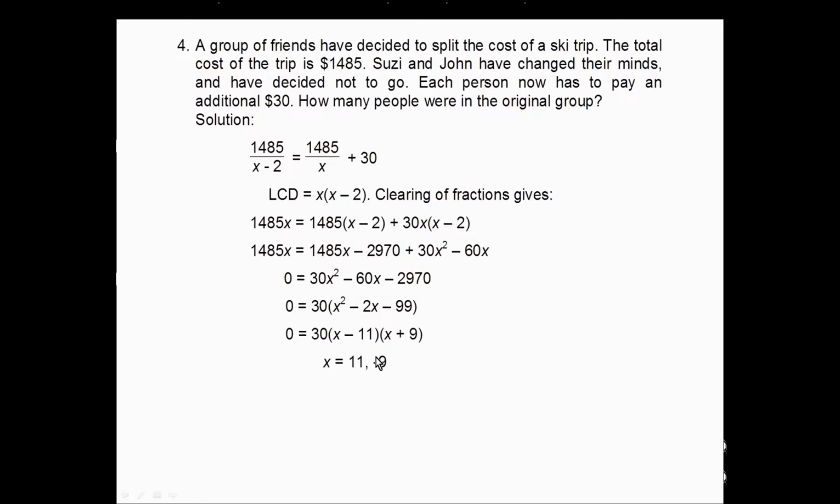You can't have a negative number of people, so negative 9 doesn't make sense for the word problem. So X is 11. There are 11 people in the original group. Notice, without Susie and John, there's 9, the absolute value of the one that got rejected. So anyway, 11 people in the original group. And if you were asked how many people actually went, 9 people actually went.